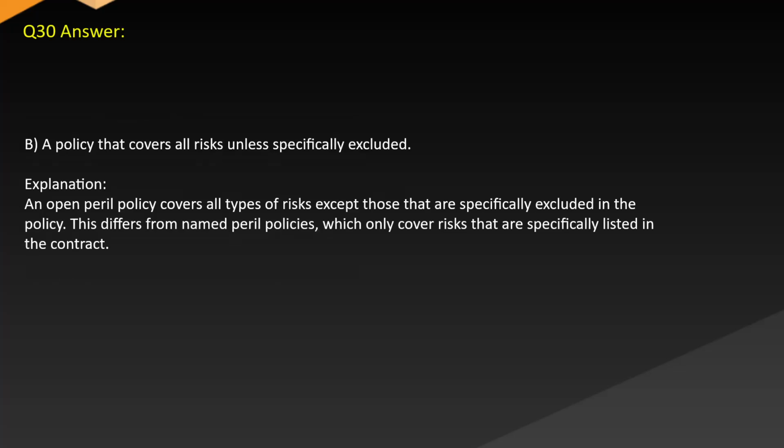Answer B. A policy that covers all risks unless specifically excluded. Explanation. An open peril policy covers all types of risks except those that are specifically excluded in the policy. This differs from named peril policies, which only cover risks that are specifically listed in the contract.